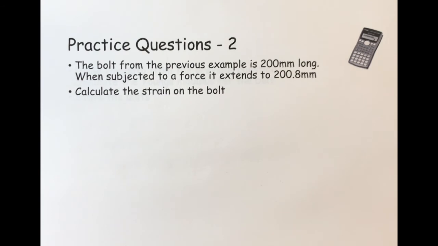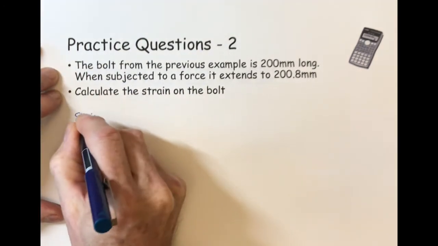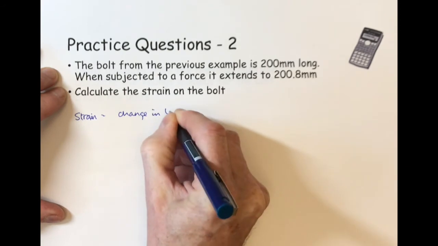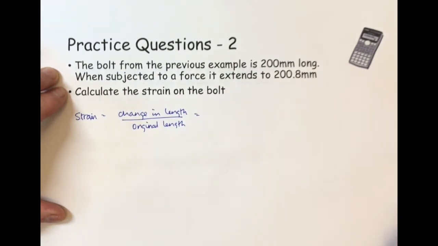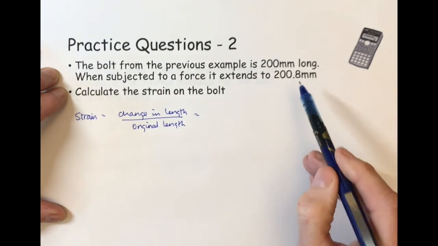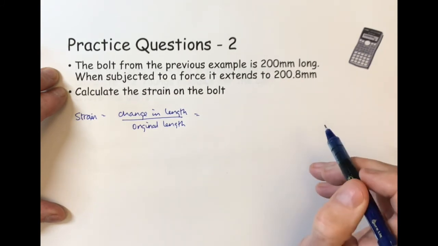Okay, so here's question 2. The bolt from the previous example is 200 millimetres long, and when subjected to a force it extends to 200.8 millimetres. And all you've got to do is to calculate the strain on the bolt. Strain is change in length over original length. So in this case, the strain is just the 0.8 millimetres it's got longer. That's the change in length.